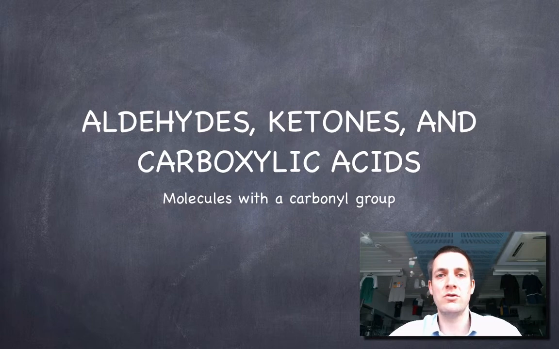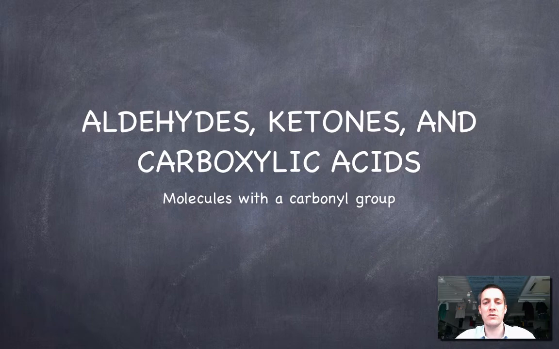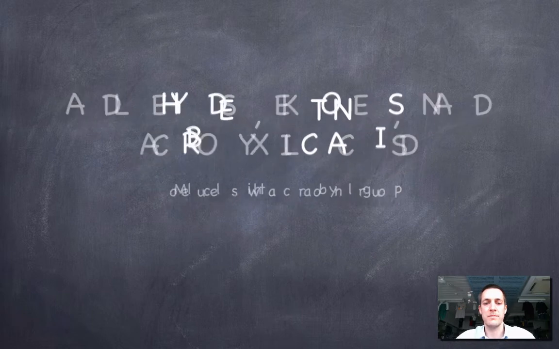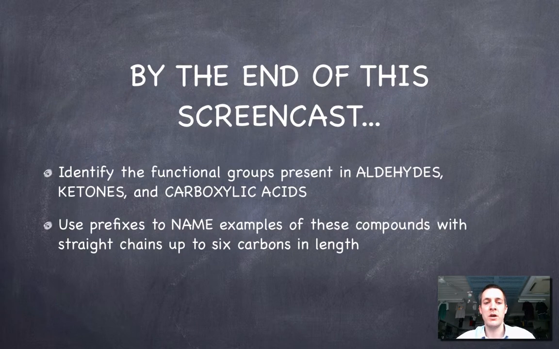So having introduced the alcohols in the previous film, here we're going to look at the aldehydes, ketones and carboxylic acids. So hopefully by the end of this film you'll know how to spot those three functional groups in a molecule, you'll know what they look like, and you'll be able to name these compounds, once again for straight chains up to 6 carbons in length.